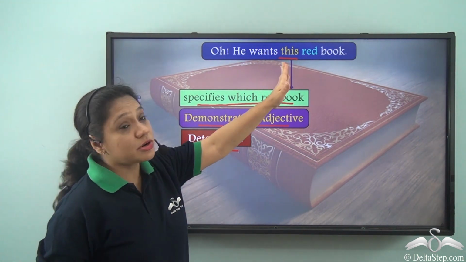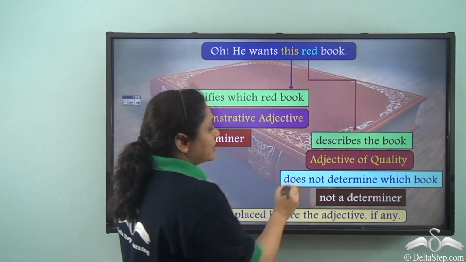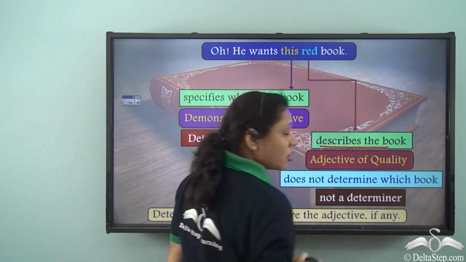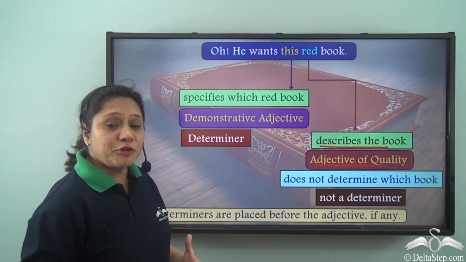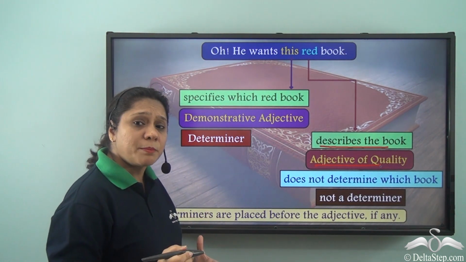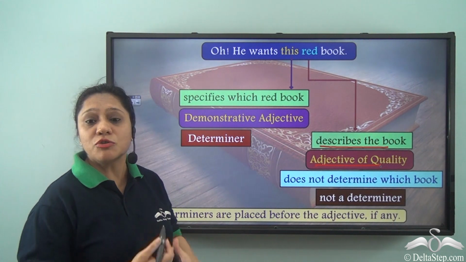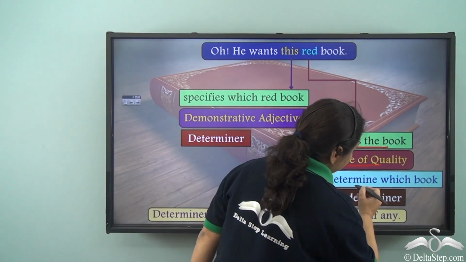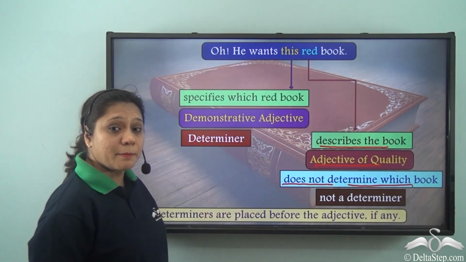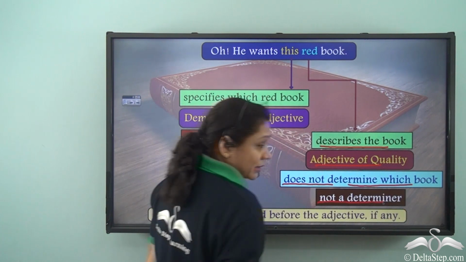Now, what about red book? Now, red is just describing the book. It is an adjective of quality. Is it referring to any particular book? No. When I say red book, I can refer to any red book. It does not determine which book we are talking about. Hence, red is not a determiner.